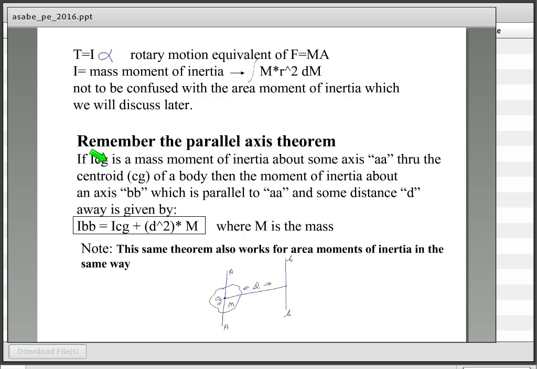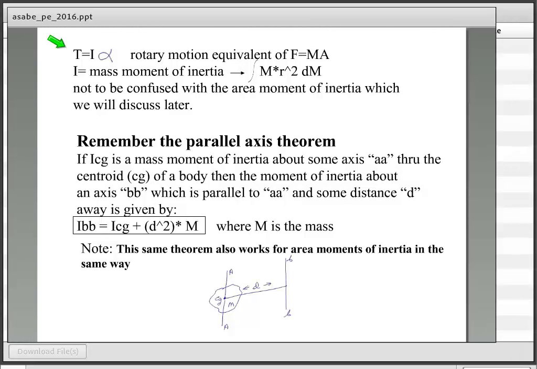familiar with. So here we are. I'm just launching into a little bit of a review here of some of the terminology that you might want to refresh yourself on. And here I'm talking about torque equals I alpha, basic equation that you saw back in physics. That's the rotary motion equivalent of Newton's second law. F equals mass times acceleration. Force equals mass times acceleration.